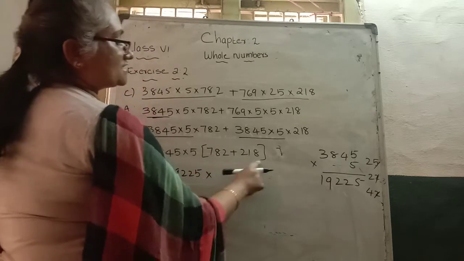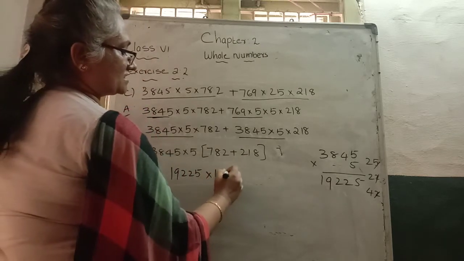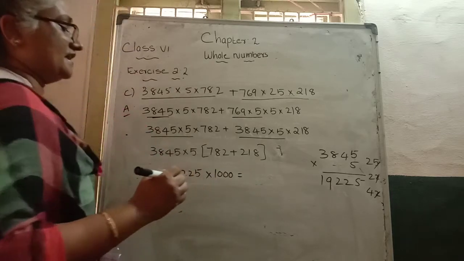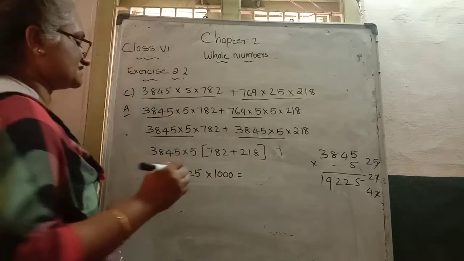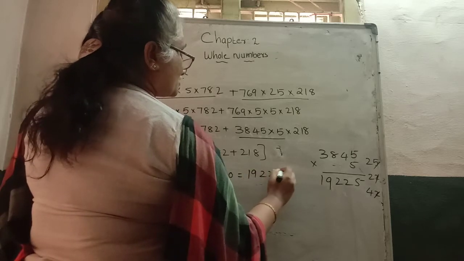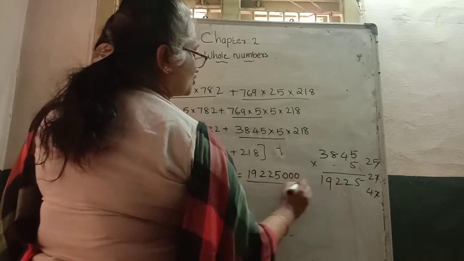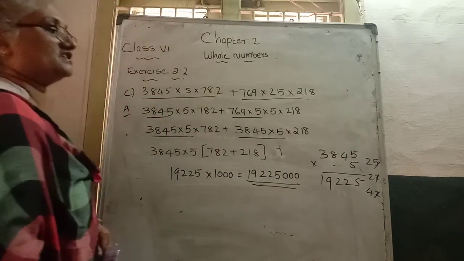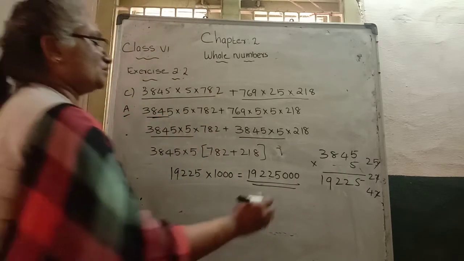That means 19,225 into this part, which adds up to 1,000. Any number multiplied with 1,000, what is the answer? The same number, right, and put how many zeros? 1,000 carries how many zeros? 3 zeros. So the answer becomes in this way. So I hope you can understand.